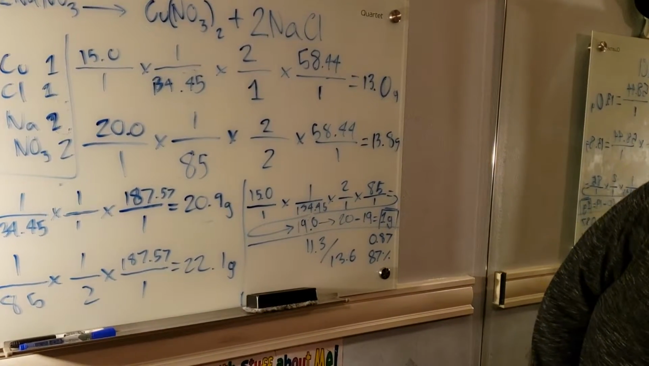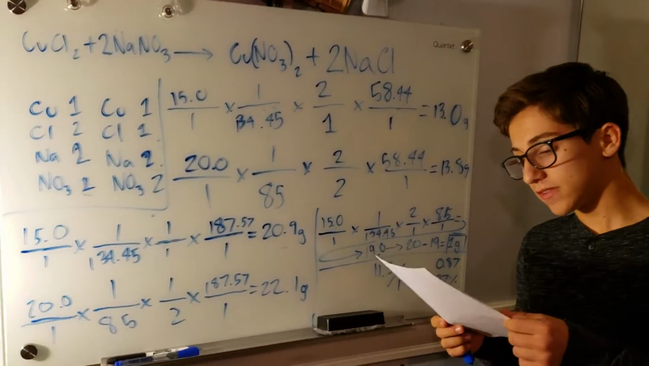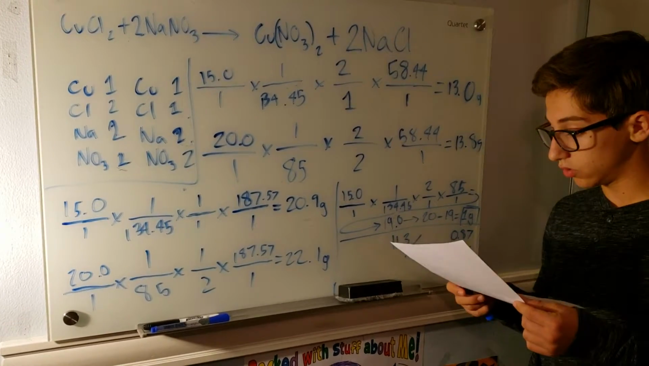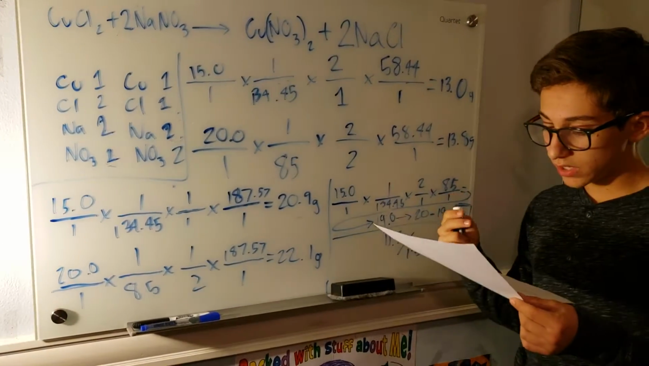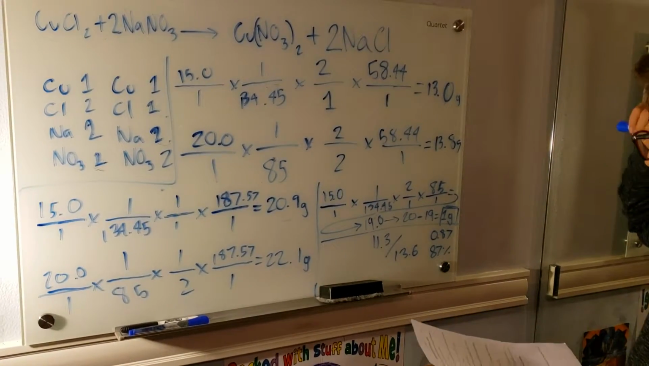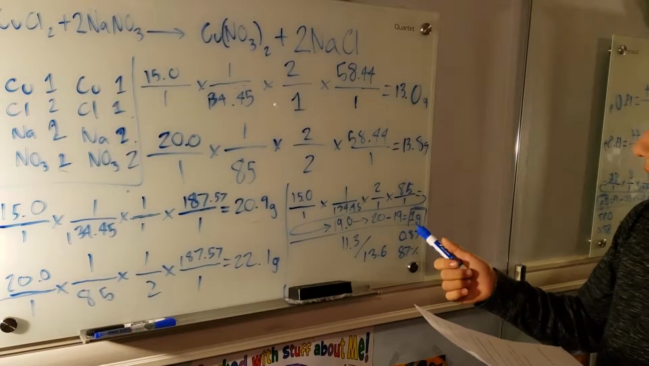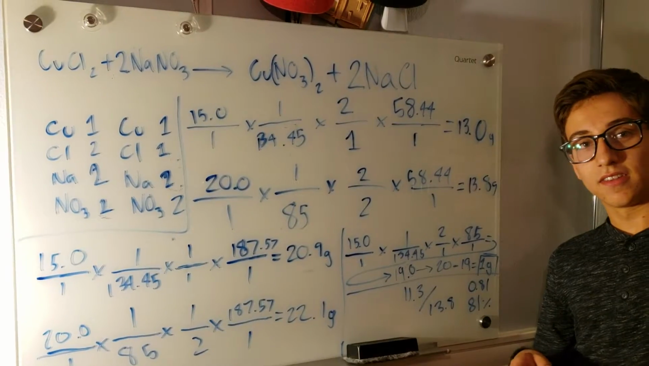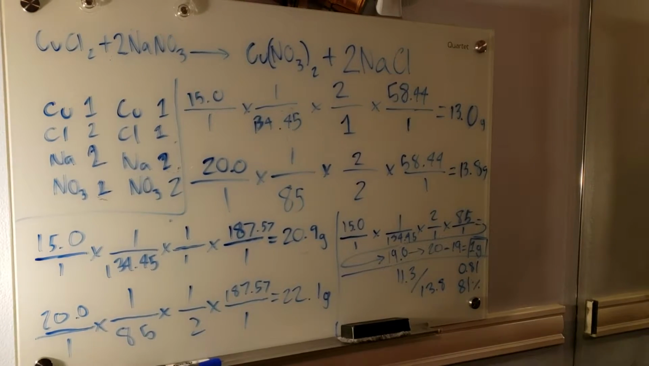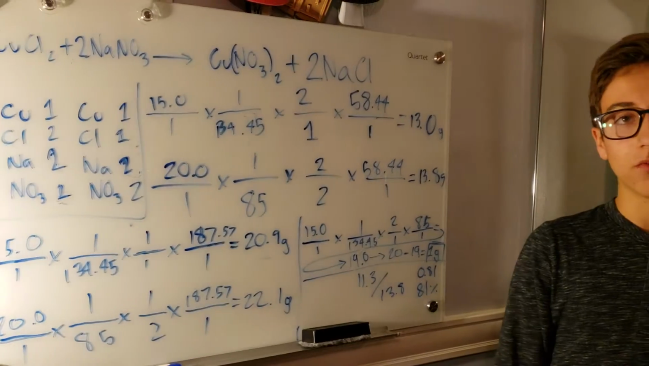Alright, so the final part of this question is part F. Part F asks us, if 11.6 grams of sodium chloride are formed in the reaction described in part B, then what is the percent yield of this reaction? So what we're going to do is take 11.3, which is the number that it gave us, and divide it by 13.8, which is this number up here. That's going to give a result of 0.81.